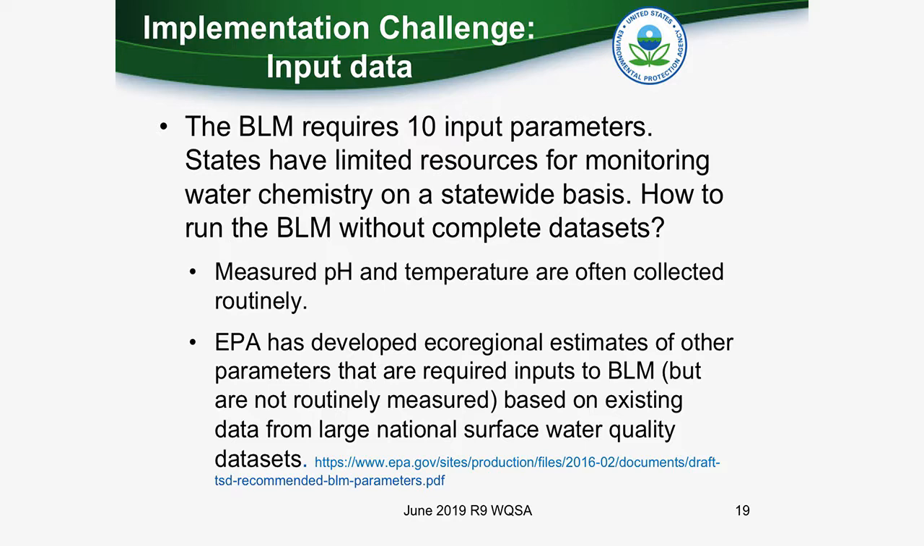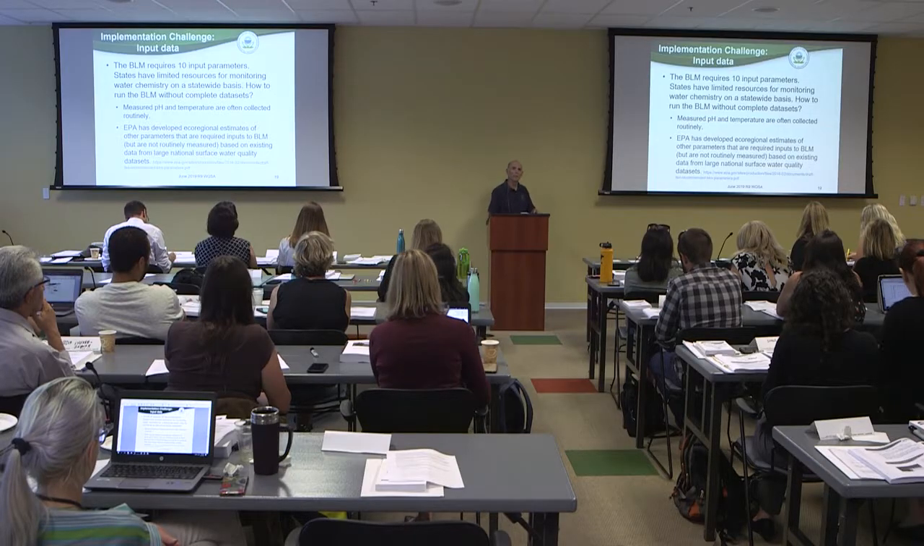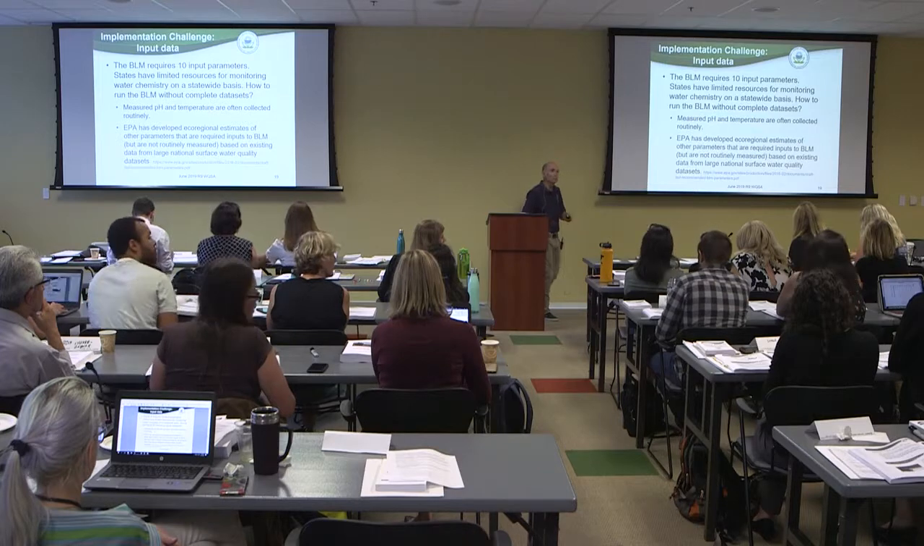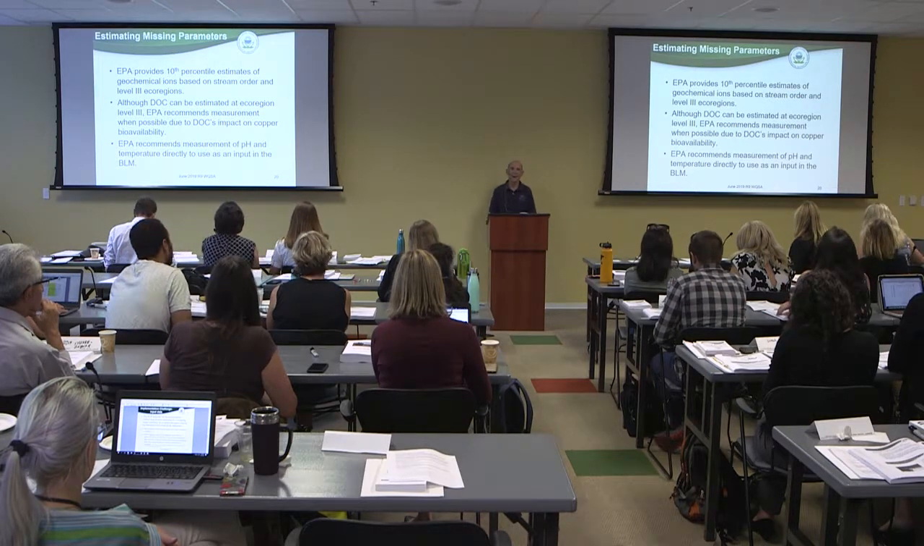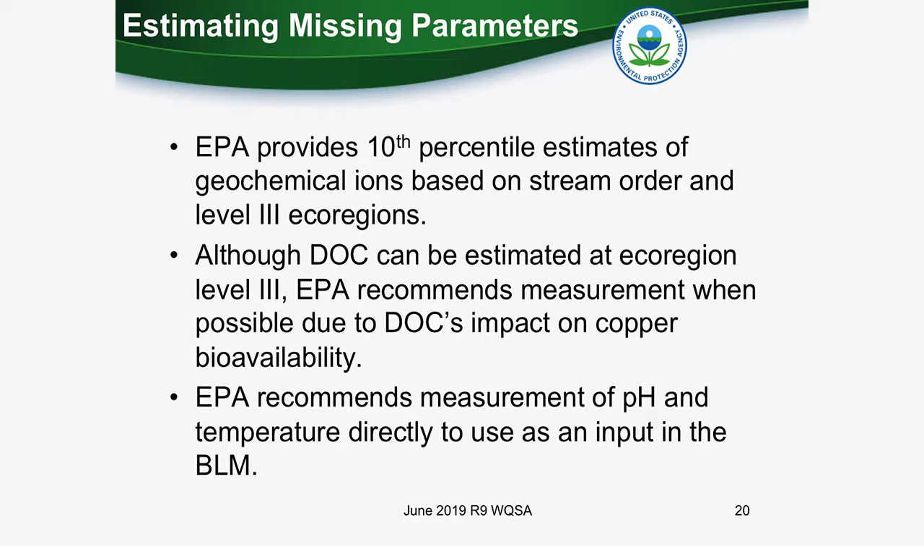As I said before, it requires 10 input parameters, but we have this document here that developed these regional estimates, so if for some reason you're missing sulfate, you can approximate it here. This document provides the 10th percentile estimates. And basically what it says here is you can get the DOC number here, but that is such a crucial parameter that we recommend that you get that number.